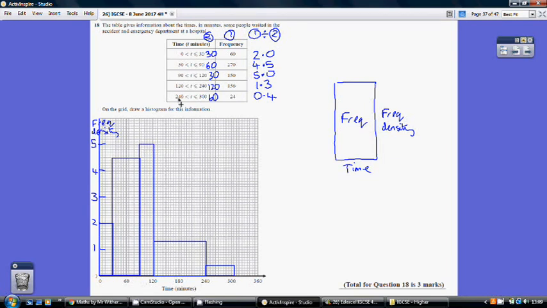This fourth bar goes all the way from 120 to 240, with a height of 1.3, and my final bar goes from 240 to 300, with a height of 0.4. Looking at that, I think that bar there looks a fraction wide, doesn't it? I think we just need to bring that one in a bit to bring it bang on to the 300. So that there is our final solution.